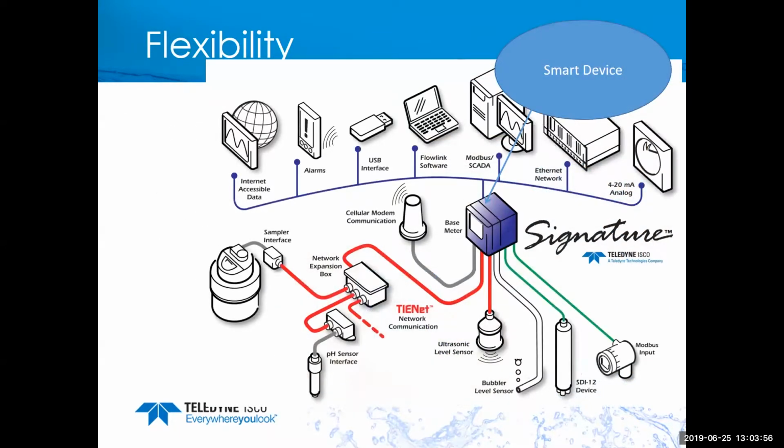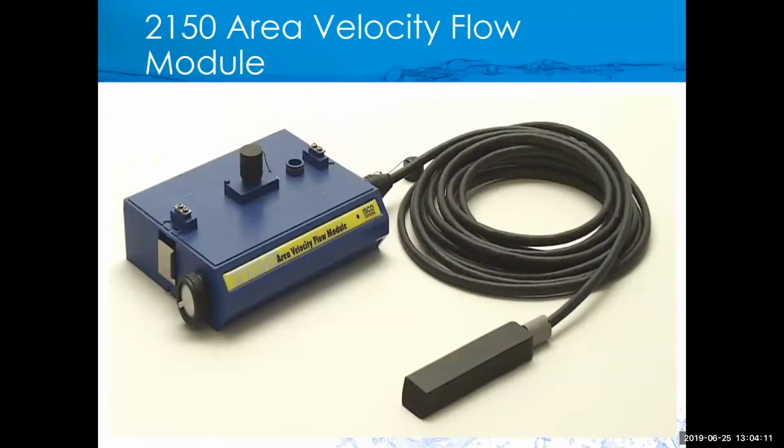One thing about the Signature is it gives you unmatched flexibility. It's a smart device, which means I can plug and play up to 9 different technologies on the meter itself, so it's easy to adapt to your application. But before that, we had a lot of these out there that you may have seen, which is a 2150 area velocity flow module.